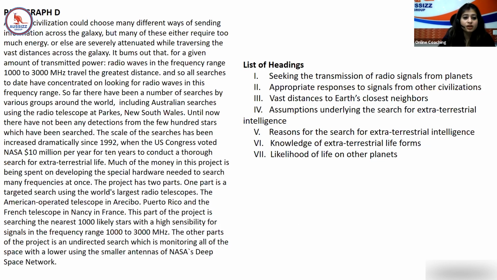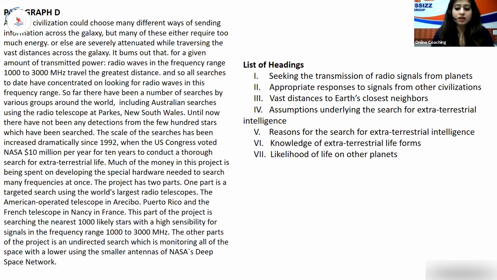An alien civilization could choose many different ways of sending information across the galaxies, but many of these either require too much energy or become severely attenuated while traversing vast distances across the galaxy. Radio waves in the frequency range travel the greatest distance, so all the searches to date have concentrated on looking for radio waves in this frequency range. So basically, this paragraph is telling me everything about radio waves and that we've been searching for radio waves. And that is why naturally the first heading is your answer, seeking the transmission of radio signals to other planets.